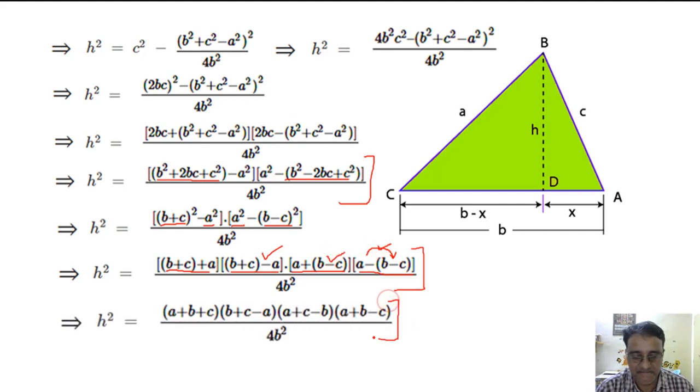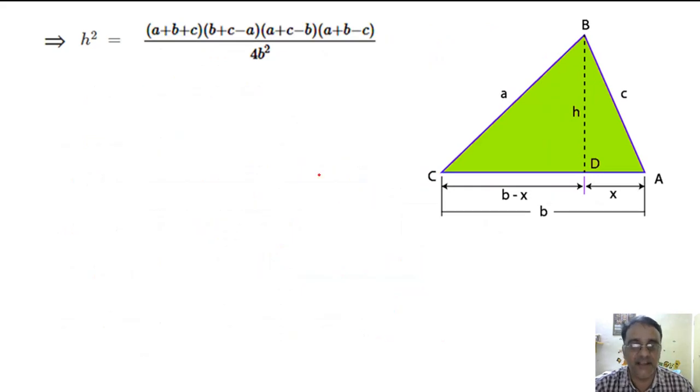Whether this step is clear? Yes, sir. Okay. Now what is a plus b plus c? Perimeter of the triangle. Very good. So we will represent a plus b plus c as p. After that we will replace everything. See how we replace. This becomes p. b plus c we can replace by p minus a. Similarly, a plus c we can replace by p minus b. Similarly, a plus b we can represent by p minus c.